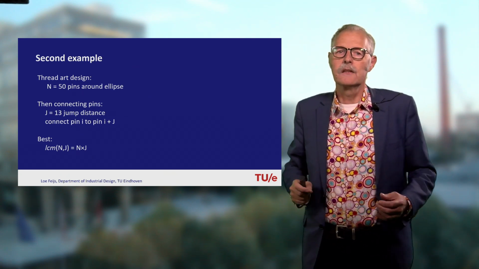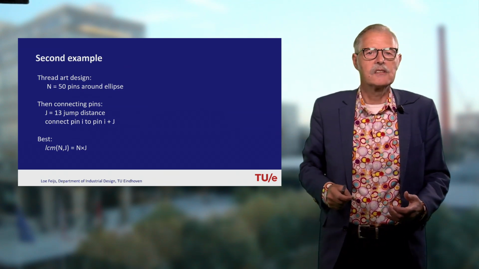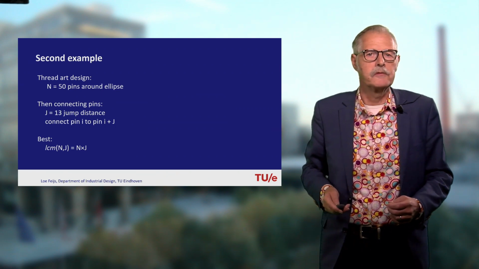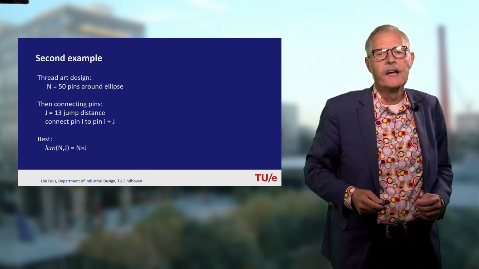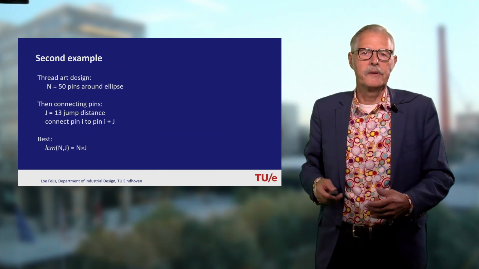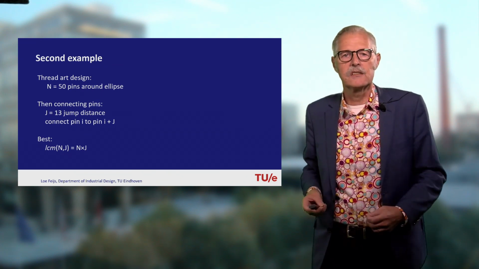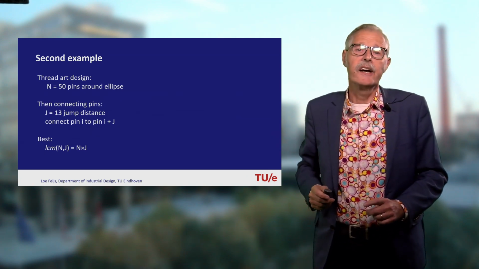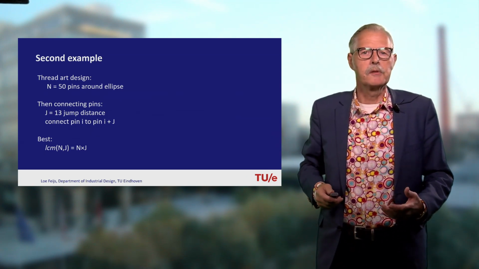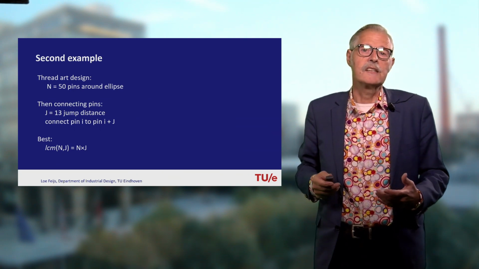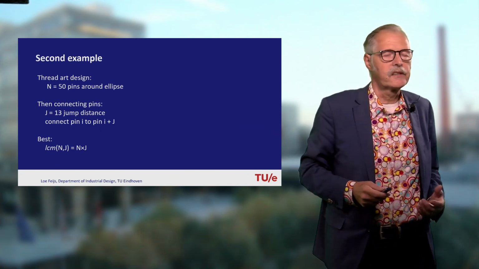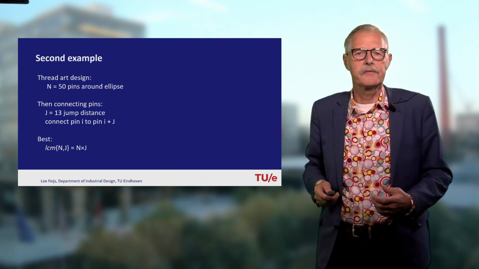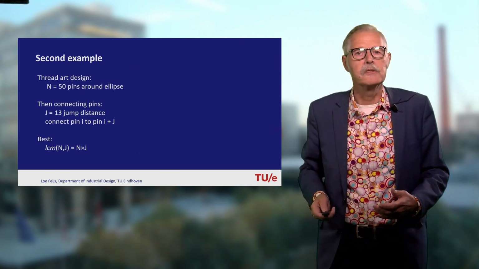Now we're going to connect those points by lines, and we jump over a certain distance. In this case we will jump over j equals 13, and then we go from a pin, say i, to i plus j, so we go round in larger steps. You get the nicest effects when the least common multiple of this n and j is nothing less than the product of n and j. In other words, these numbers should be relatively prime, like 50 and 13, they have no common factor.